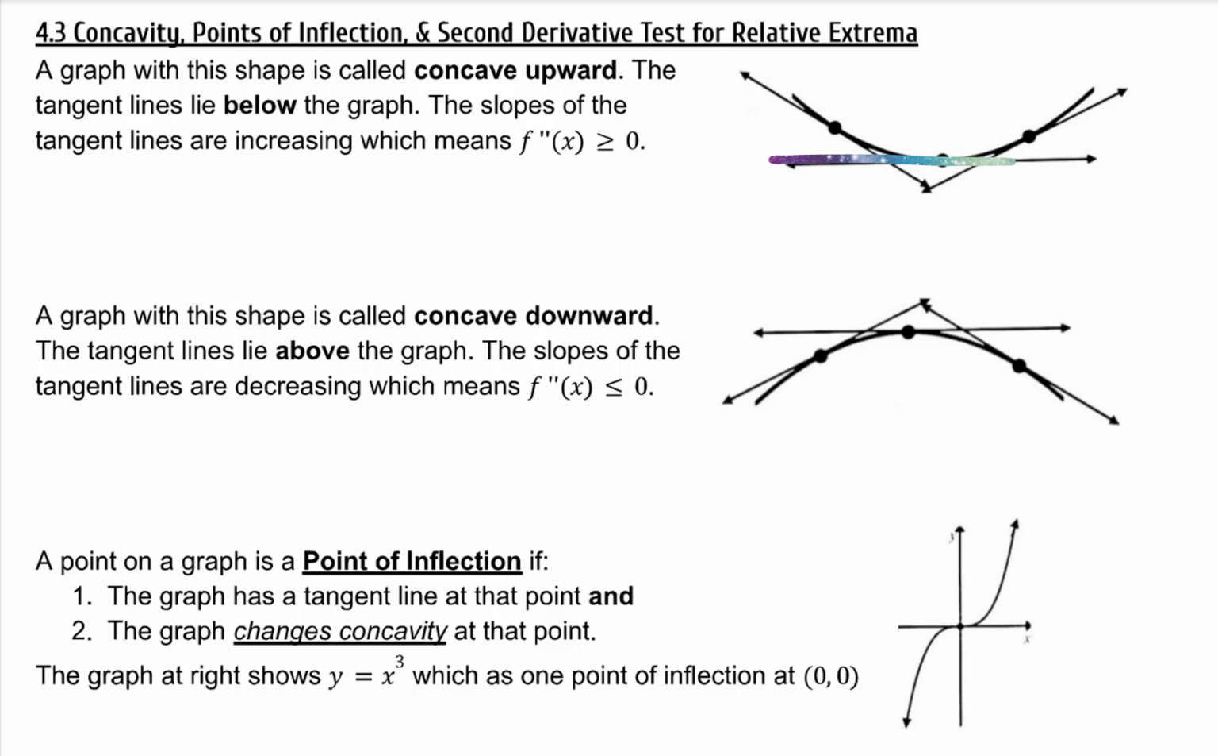A graph with this shape is called concave downward. The tangent lines lie above the graph and the slopes are decreasing, meaning f prime prime of x, or our second derivative, is less than or equal to 0.